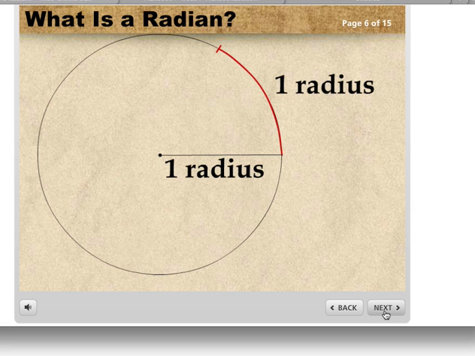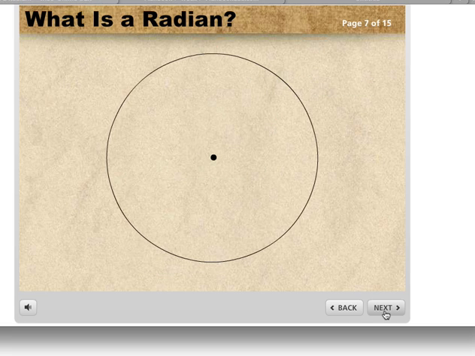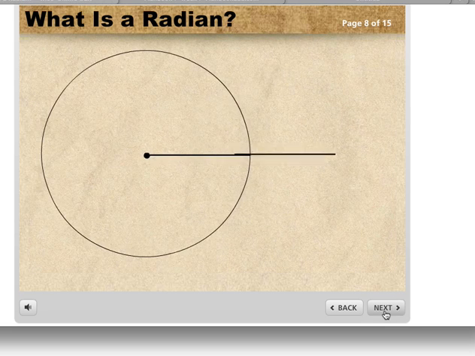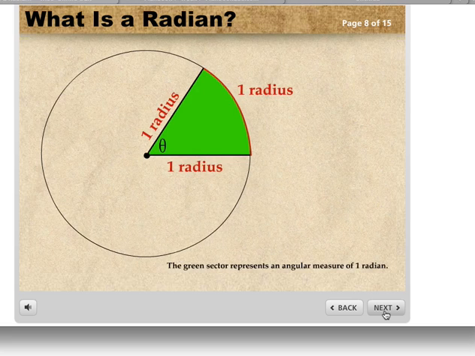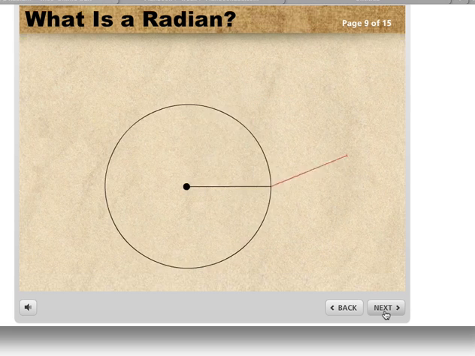Radian measure is based not on a number chosen by man, but on the basic components of a circle. A radian is the measure of the central angle subtended by an arc equal in length to the radius of a circle. A central angle has its vertex located at the center of a circle. This is subtended by an arc equal to the length of the radius. The green sector represents an angular measure of 1 radian. Let's view an illustration of 2 radians.